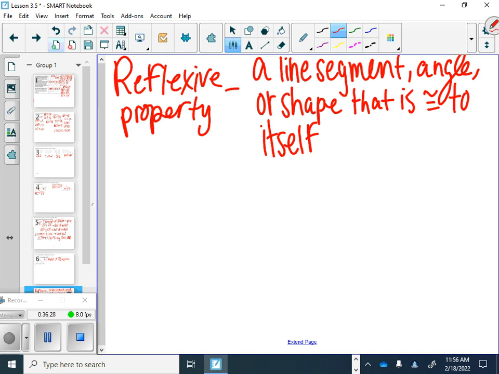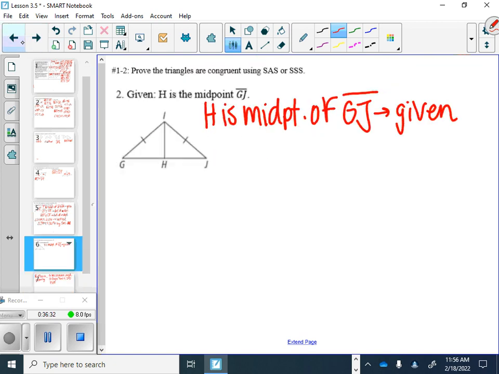Alright, let's keep going in this proof. Alright. Let's keep going now. So H is the midpoint of GJ. How's that going to help me? It's into G and J. Be careful with your wording. It's splitting what?